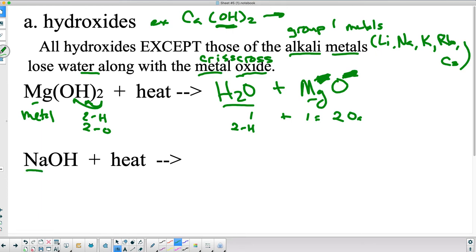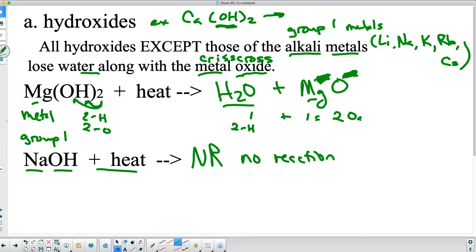So here I have sodium hydroxide plus heat. Notice the plus heat means it's definitely a decomposition. So what is sodium? Sodium is a group 1 metal. So what does that mean? It means we have a no reaction. That means that sodium hydroxide would melt before it would decompose. So if you had solid sodium hydroxide, it would not decompose with heat. It would actually just go from a solid to a liquid, not changing its structure at all. It would still be sodium hydroxide. The NR means no reaction.